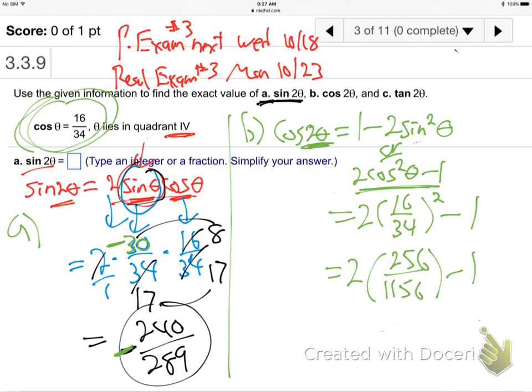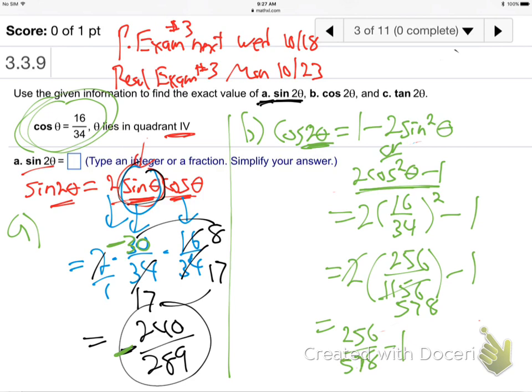Good. Again, your calculator might just handle it straight. I'll do it by hand. So 2 goes into 1156. I don't know. 578? Is that right? Let's see. Is that 1140? Yeah, that's right. Okay, so I did that. So I've got 256 over 578 minus 1. This is all the painful part here.